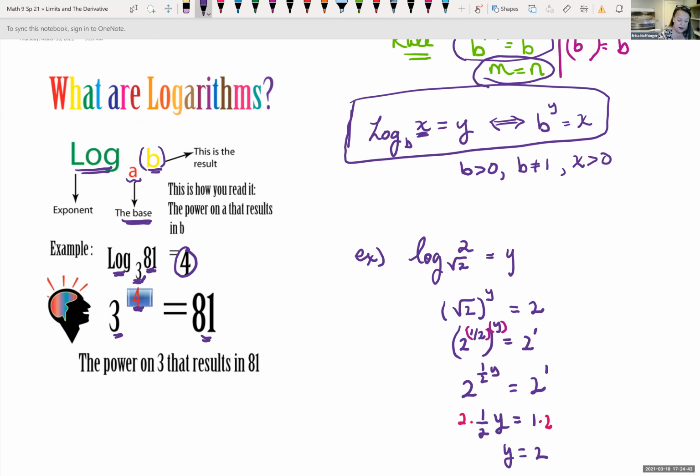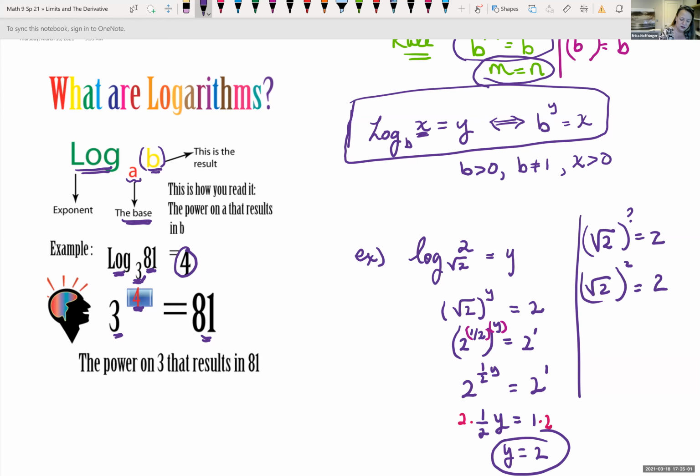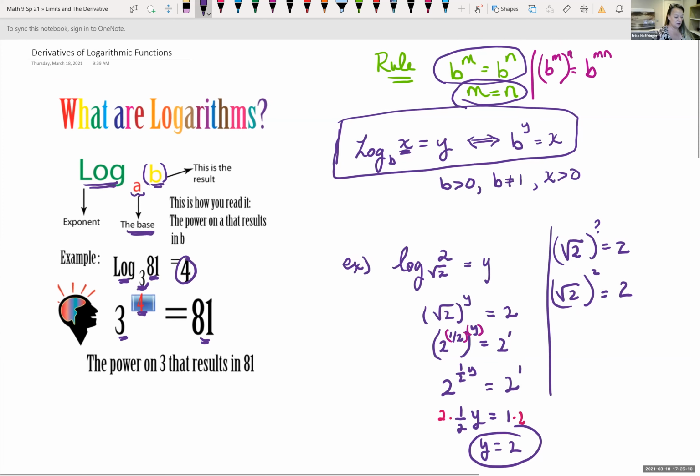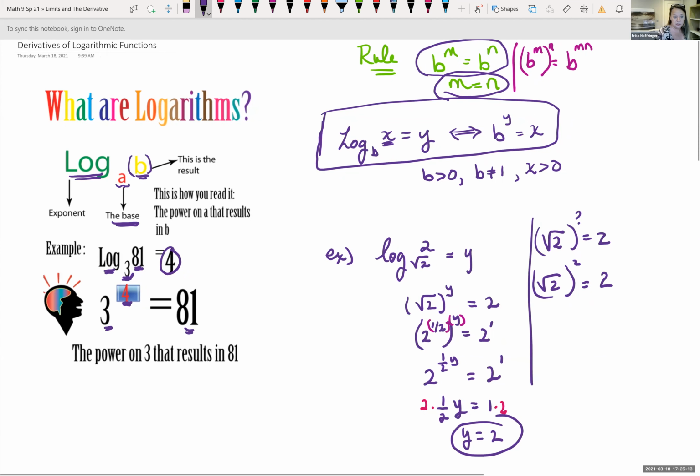So what can I raise square root of 2 to get back 2? That makes sense. If I square the square root of 2, I do get back 2. So our answer is 2. That's a quick refresher on what logarithms are. They are the inverse of our exponential function.